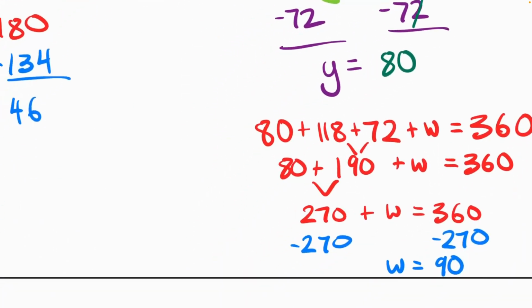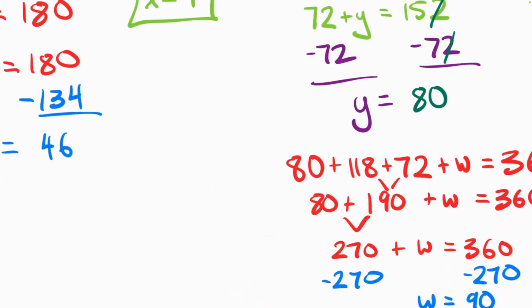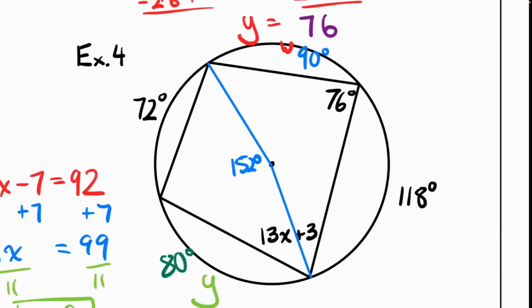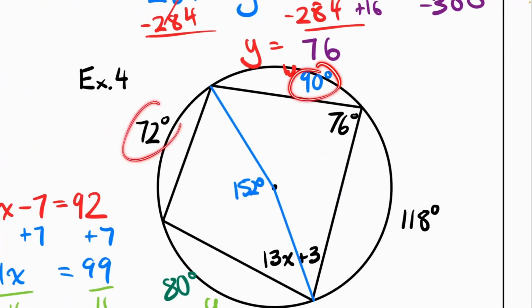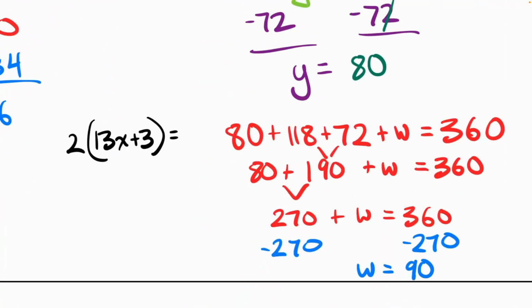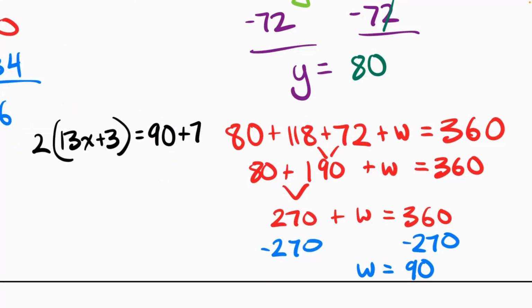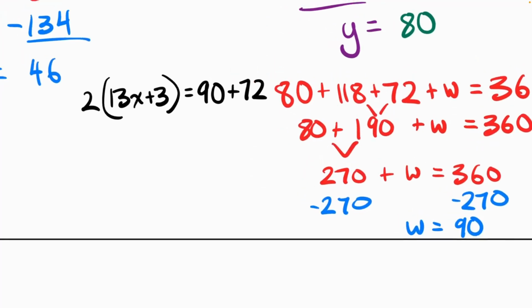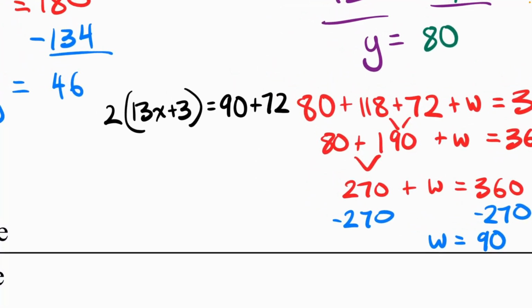So I'm going to say that as an equation. I'm going to say this 13x plus 3. If I multiply that by 2, I get the entire arc measure, which is 90 and 72 added together. So I'll say 90, and then I ran out of room here. Move you over. 90 plus 72. And I have my final equation. I just need to solve for x.